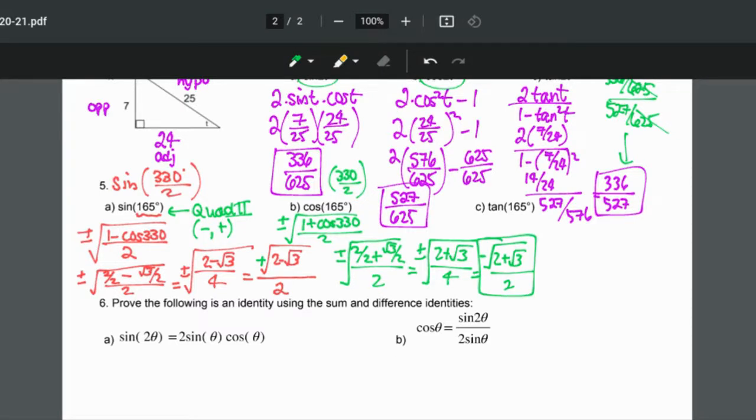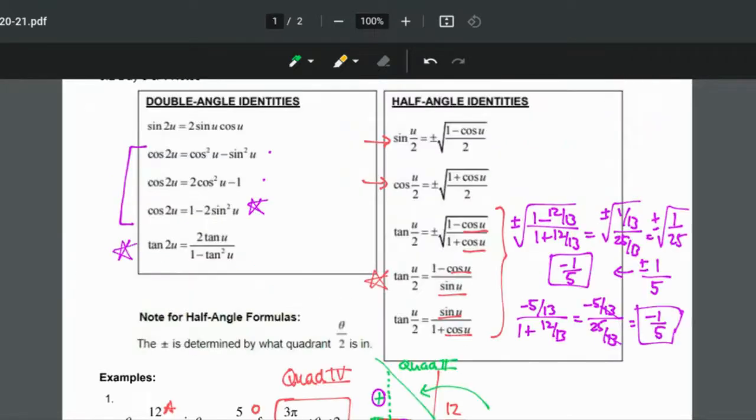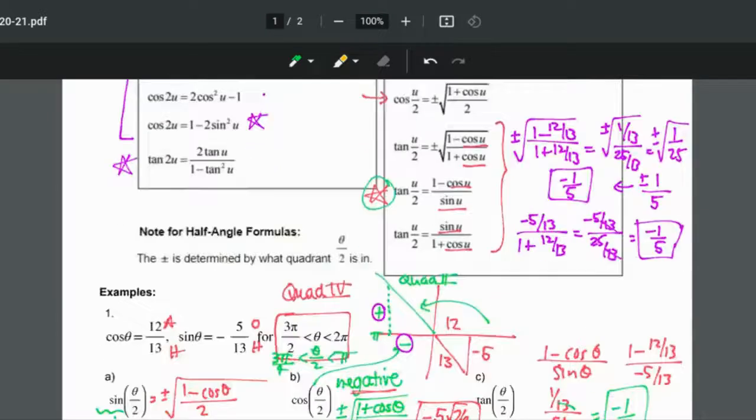Finally, for tangent of 165 degrees, we're going to look at our half angle identities for tangent. So I would select whichever one looks the easiest. And again, this middle one probably looks the easiest. We don't want to deal with a radical, and we don't want to deal with two terms in the denominator. So we're going to go with this one.